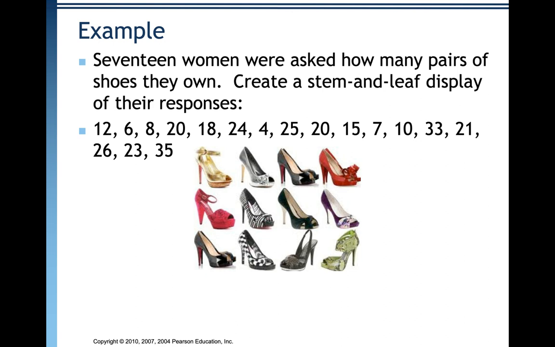17 women were asked how many pairs of shoes they own. We want to create a stem and leaf display of their responses. When you're doing a stem and leaf display, unless you want some of those summary statistics from the one variable statistics I mentioned, don't bother putting all of this data into your calculator, because your calculator won't create a stem and leaf display. Luckily, it's pretty easy to do by hand.